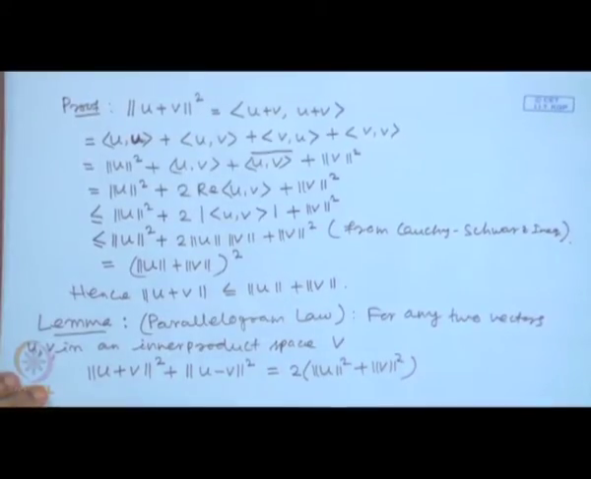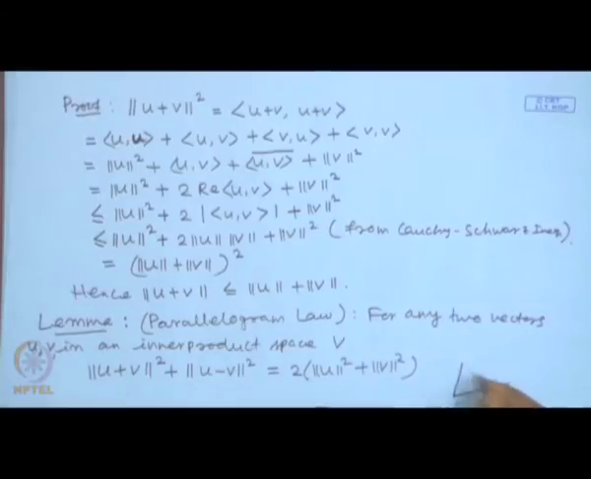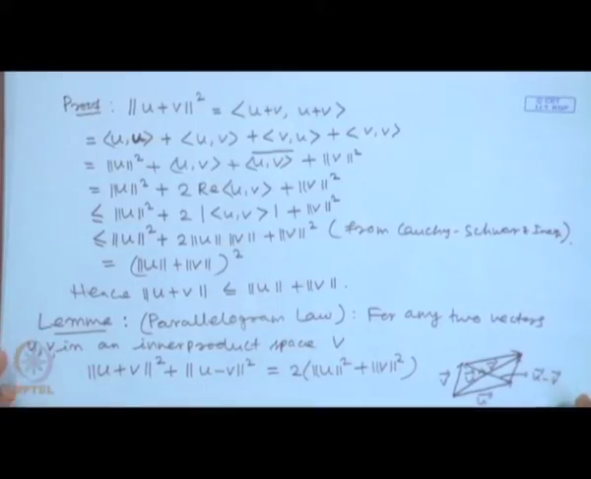And this also has a geometrical interpretation. If we have a parallelogram with sides, this is vector u and vector v, and if we complete this parallelogram, then one diagonal will represent the vector u plus v, and the other diagonal represents the vector u minus v.